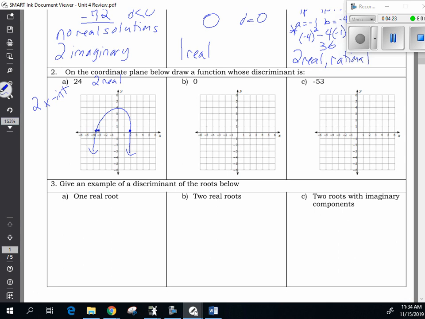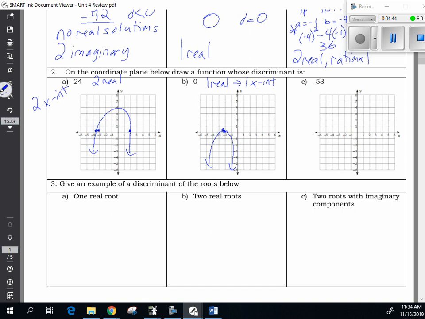For B, we have 0. We know that that is one real solution. So this tells you it's going to have one x-intercept. Okay, one x-intercept could look something like that, just as long as it only intersects the graph in one spot.